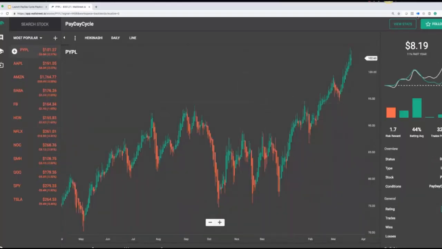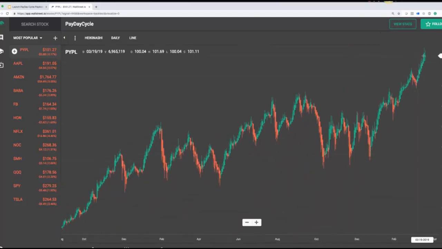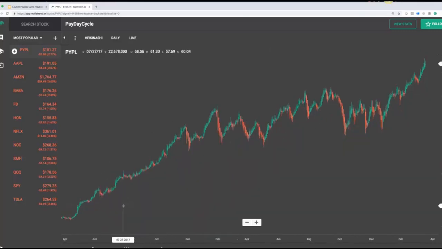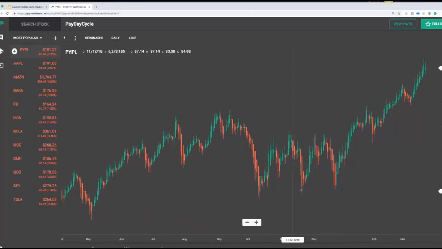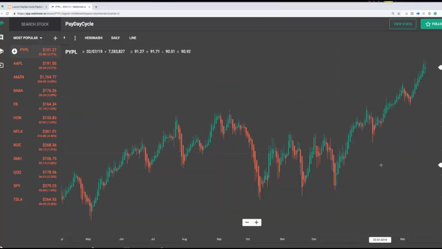So I'm going to hide these results over here for a moment. PayPal is an interesting one because it just made this really great move to new highs. And the stock's been trading very well. Visually, does the stock look like it cycles well? And if you would have followed the payday cycle method, would you have made a killing on this? So visually, it looks like you would. And again, what we're backtesting is buy on the first green, sell on the first red. And visually, that looks really good on PayPal.